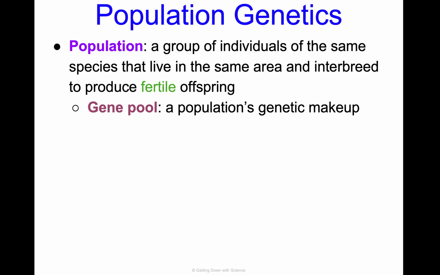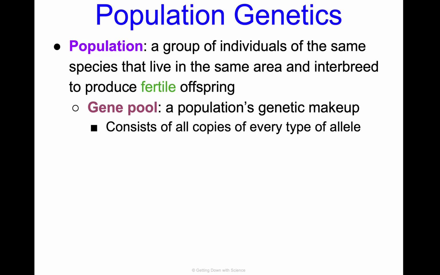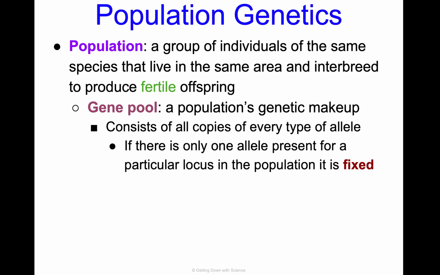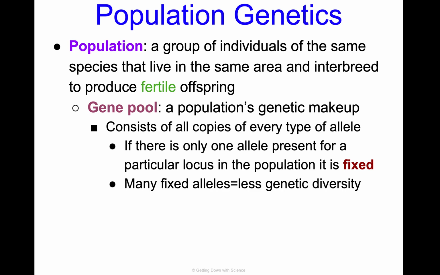But when we talk about increasing the diversity of the gene pool, this is what we mean. It's the population's genetic makeup. It consists of all copies of every type of allele. If there's only one allele present for a particular locus, then the population is fixed, right? So if there's only one allele that codes for fur color, then all of the individuals in that population will have the same fur color. We call that a fixed population.